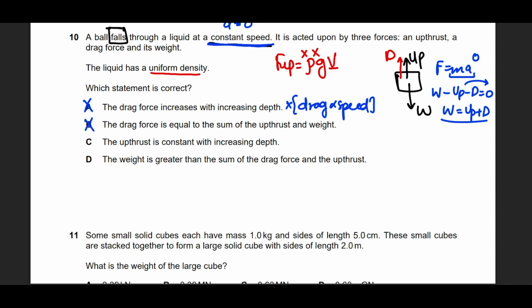He says that the upthrust is constant with increasing depth. Yes, this seems like a plausible answer. The upthrust does not change because it depends on the volume. The volume is constant, so it does not matter.